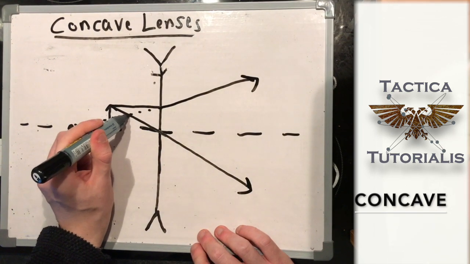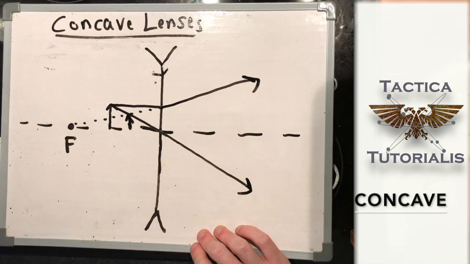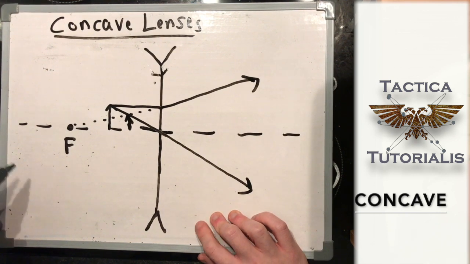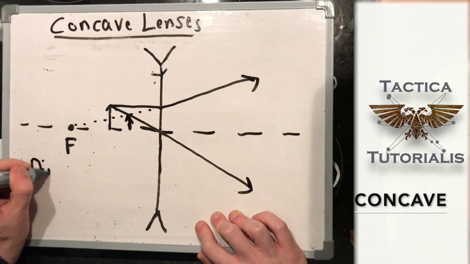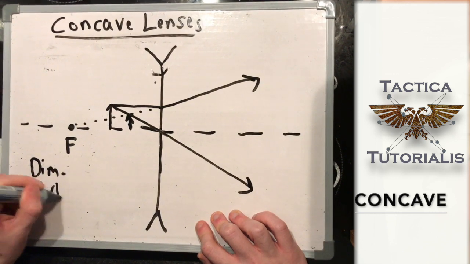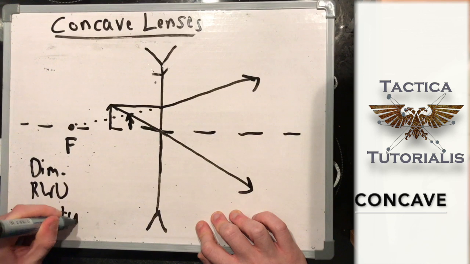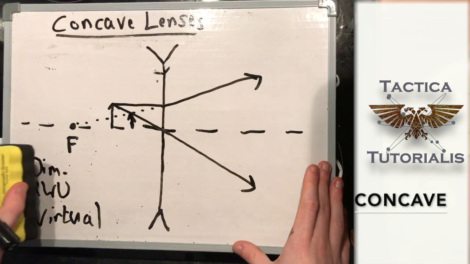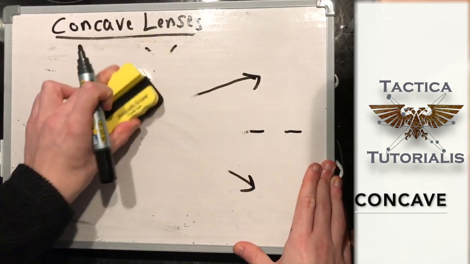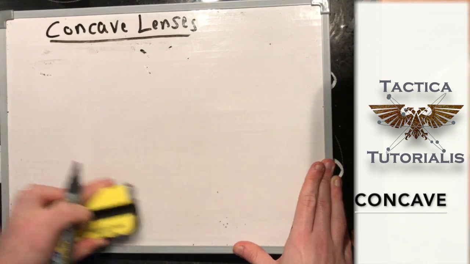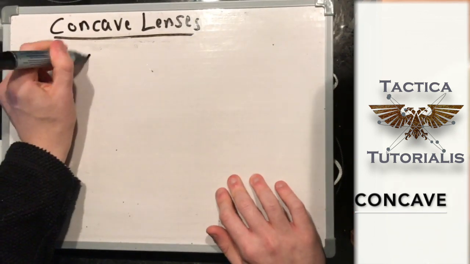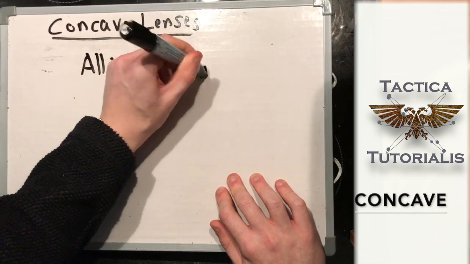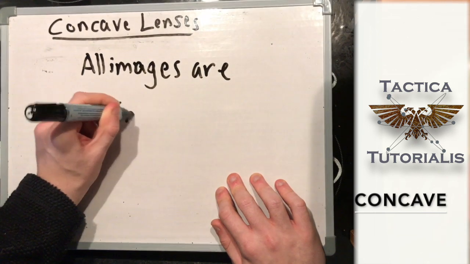And look at where they meet. That's where I draw my arrow. So you should immediately comment that this is just a smaller version of what you had before. And you'd be right. So I have an image that is diminished, that is the right way up, and is virtual. In fact, for all concave lenses, that is always the case. So all images, I'll spell it in a minute, all images are diminished.